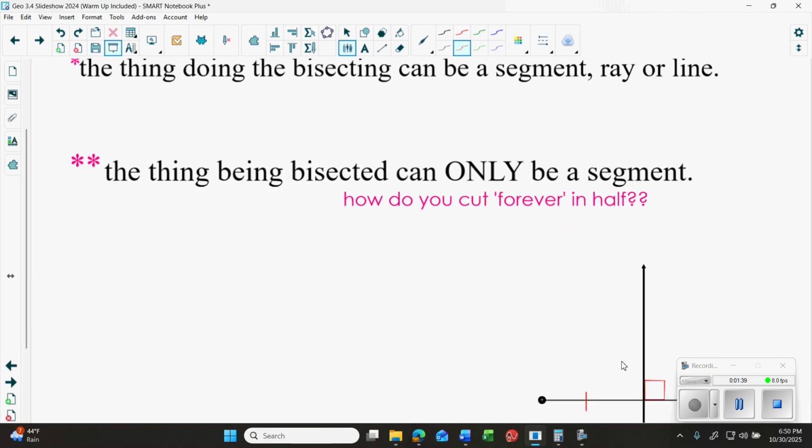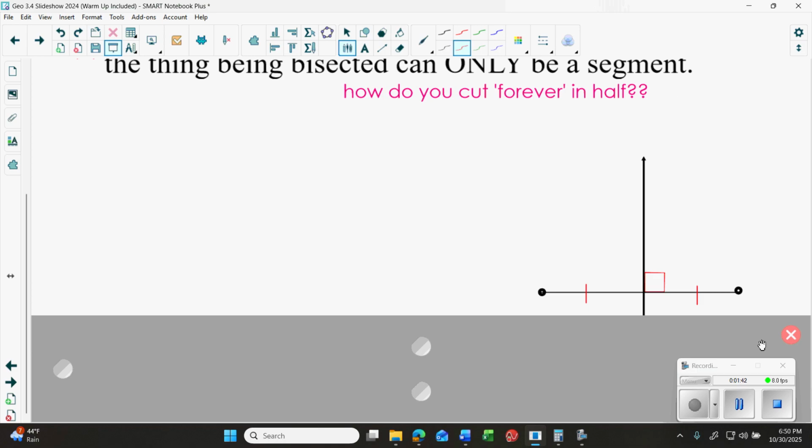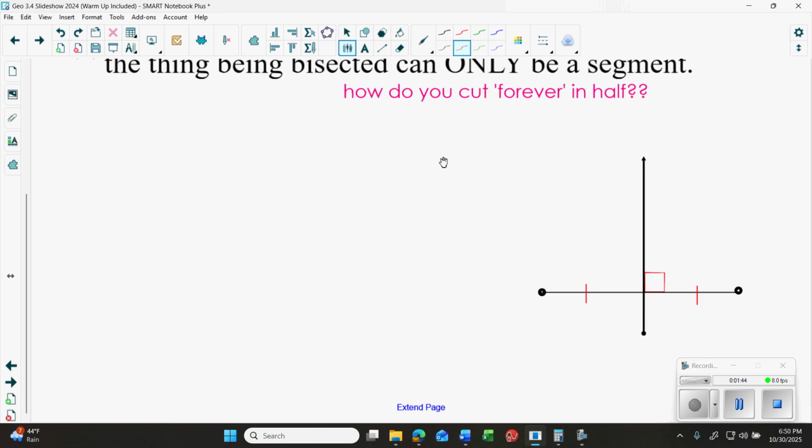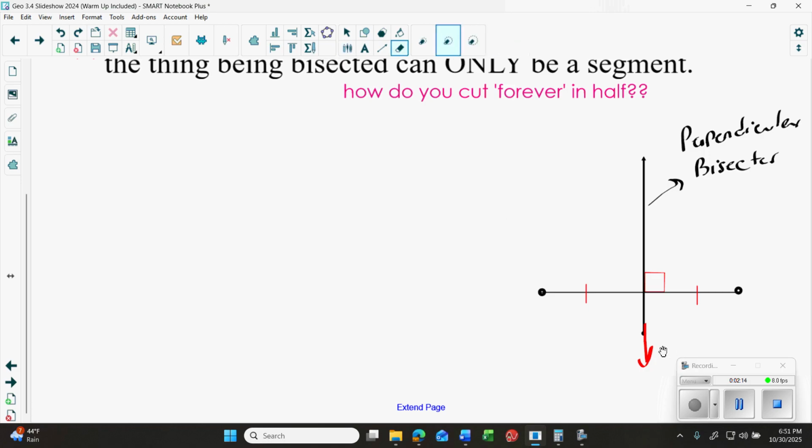So here's a perfect drawing. You see here the vertical line and a horizontal line. This is an example of a perpendicular bisector. I have it drawn as a ray, but friendly reminder, I could change my mind. I can make this arrow a point at the midpoint and now it's a segment. Or I could extend both ways and have this be a line. This can be whatever it wants. However, the thing being bisected has to be a segment.